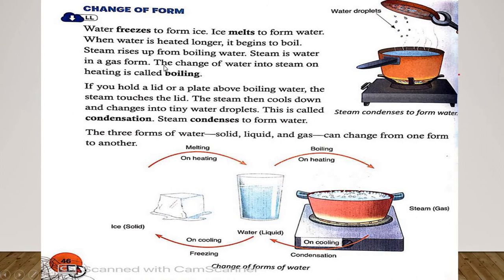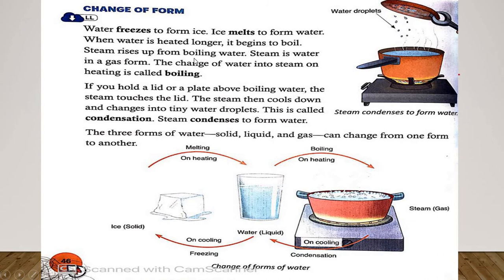Let us repeat it one more time. The change of water into steam on heating is called boiling. Clear enough? I hope that you all have written it, and please don't forget to underline the word boiling, because here the definition is given. Okay? So water freezes to form ice means what? When you keep a tray or container of water in the deep freeze, into the freezer of your refrigerator, then it freezes, correct, and it forms ice like this.